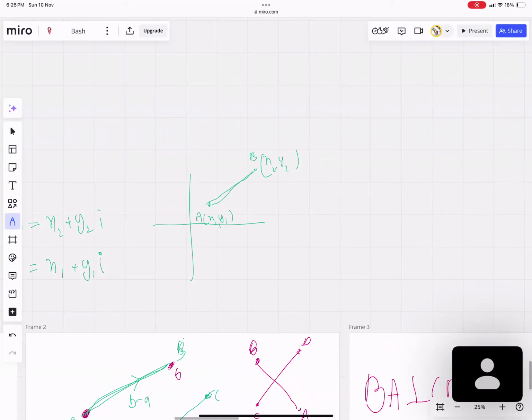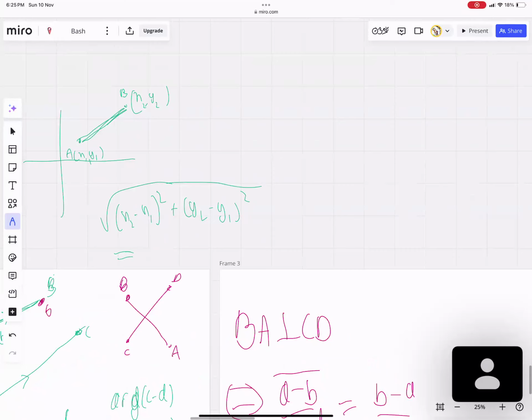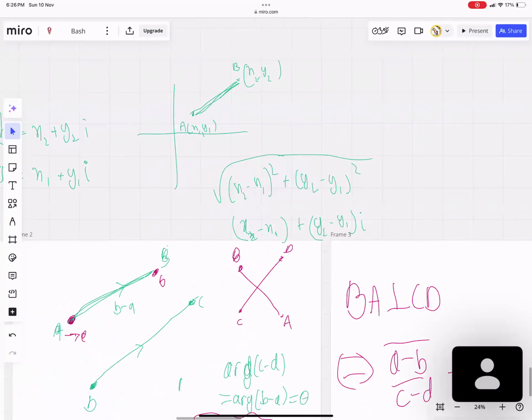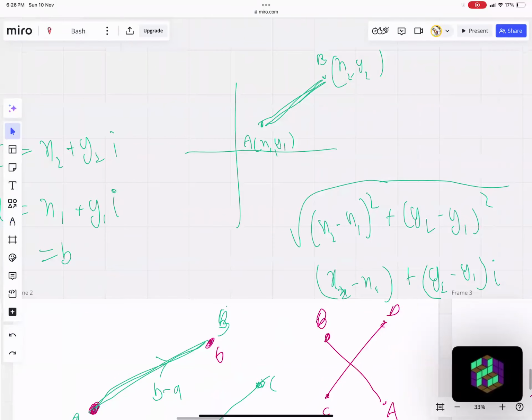So the length of this we know by distance formula would be root over x2 minus x1 whole square plus y2 minus y1 whole square. And also notice that this is the magnitude of a complex number with coordinates x2 minus x1 plus y2 minus y1 times i. Okay, and that's precisely B minus A. Ah, okay, makes sense.